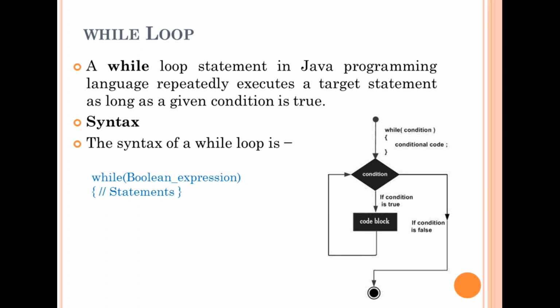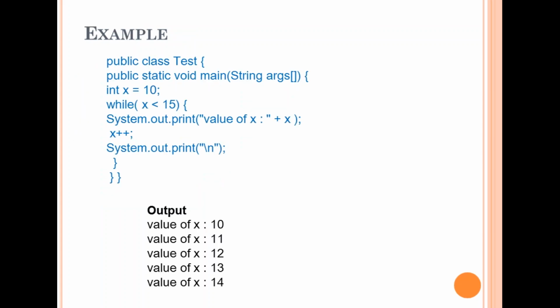The key point of the while loop is that the loop might not ever run. When the expression is tested and the result is false, the loop body will be skipped and the first statement after the while loop will be executed. This is a simple example of a while loop.